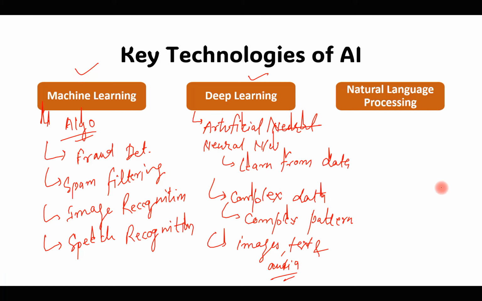Now, what exactly does natural language processing do? NLP is a subfield of AI that deals with the interaction between computers and human languages. You know, computer language is different, human language is different, but NLP helps us interact between both. The purpose of NLP is to enable computers to understand human language and generate responses that humans can understand. So that's why NLP is very important for interaction between computers and humans.